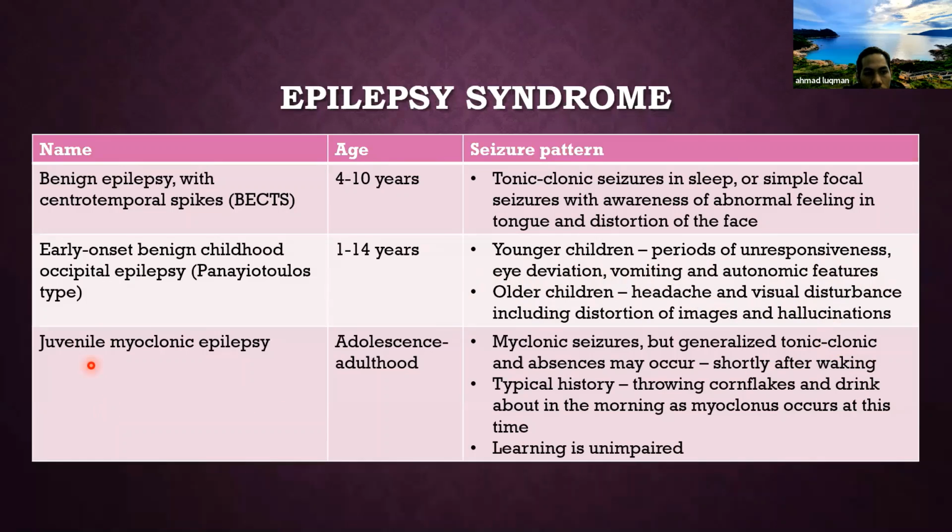And last but not least is juvenile myoclonic epilepsy. It happens from adolescence to adulthood. This is the most common generalized epilepsy in childhood. It can be myoclonic seizure, but it can also be generalized tonic-clonic and absence shortly after waking. The typical history is that the patient might throw things or drop things in the morning as the myoclonus occurs at this time. And the learning will not be disturbed.